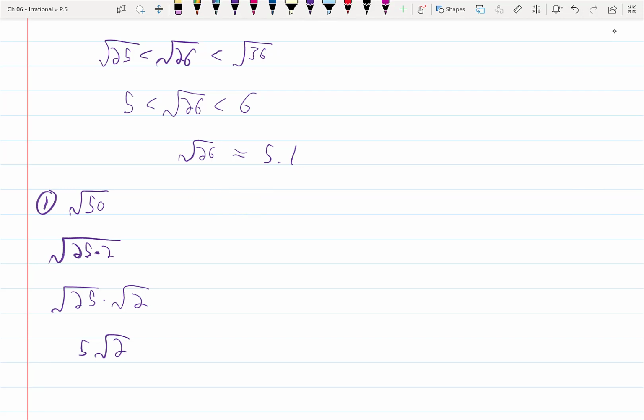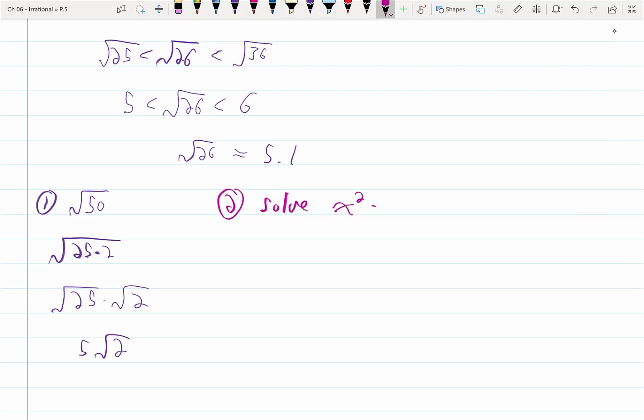This is what they would have done in days before calculators. You had tables of values of radicals, and you would use those to approximate these values within a pretty decent degree of accuracy.